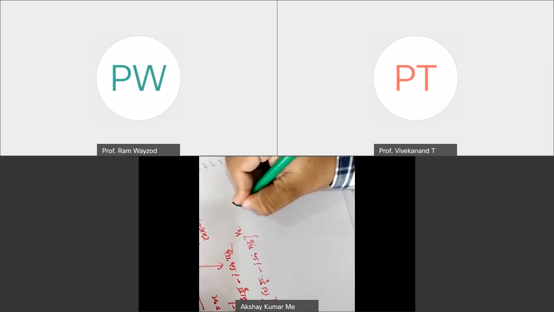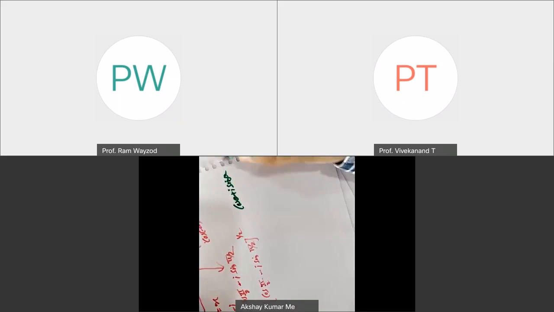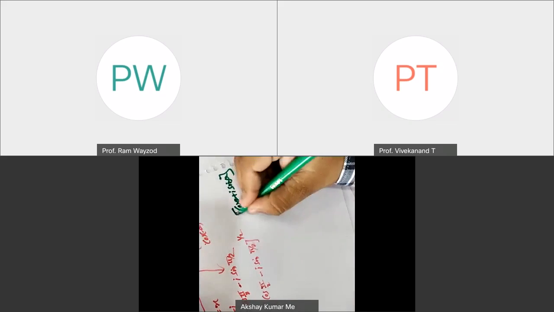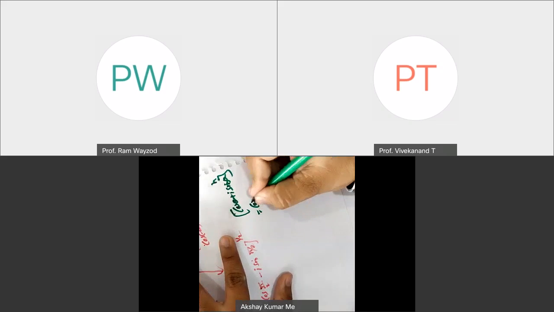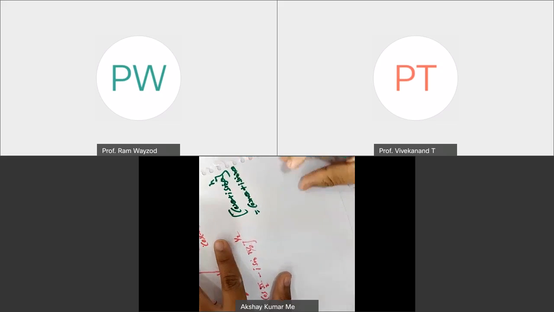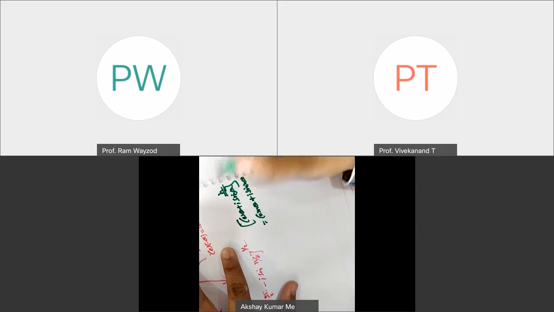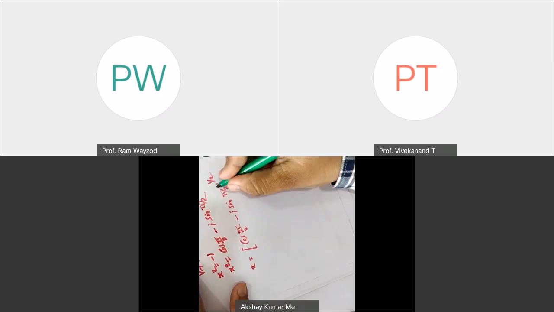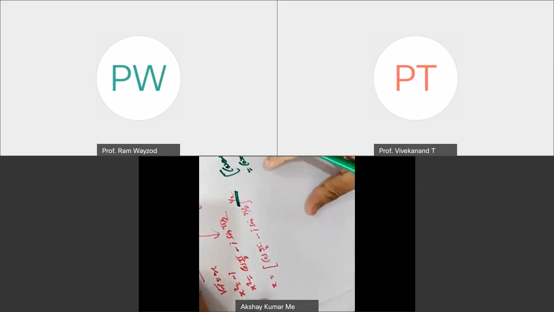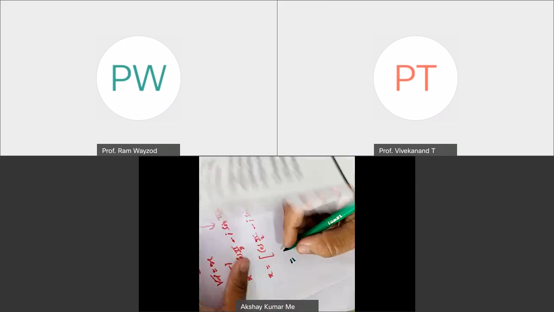De Moivre's theorem says (cos theta plus i sin theta) to the power n equals cos n theta plus i sin n theta. Whatever is in the power gets multiplied with the angle. Simple concept. So this 1 by 2, so we get the next step.